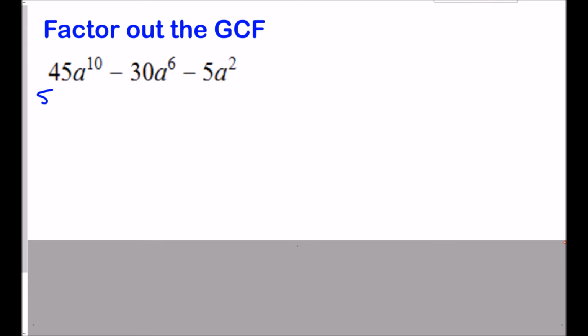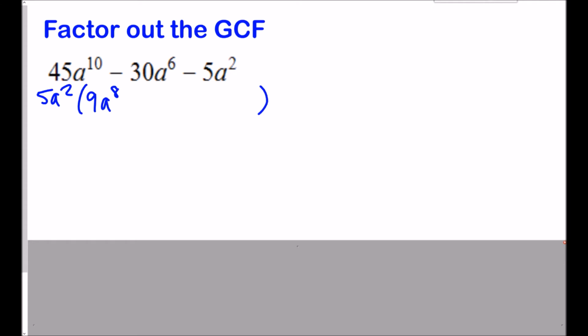Now if we look at the variables, we've got a to the 10th, a to the 6th, and a squared. Your smallest exponent is going to be what's common with all three. So we'll pull out an a squared. And then we're writing what's left over. So you can think 45 divided by 5 gives you 9. We had a to the 10th. We took out a squared, so that means a to the 8th.